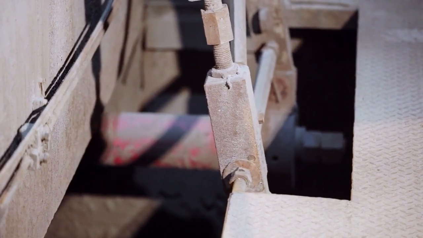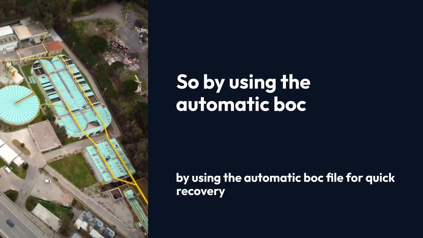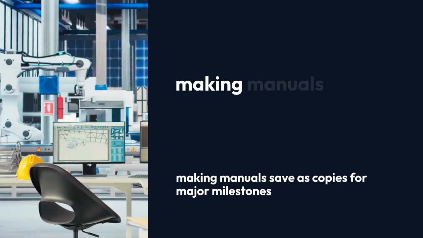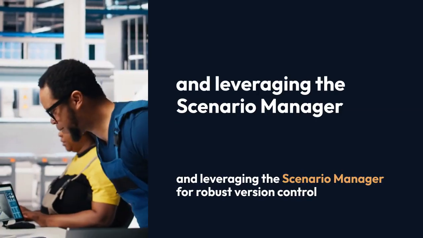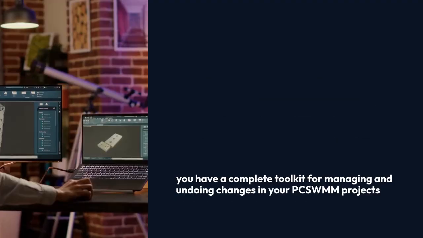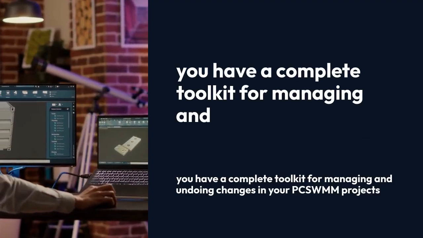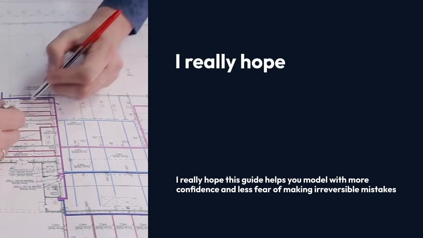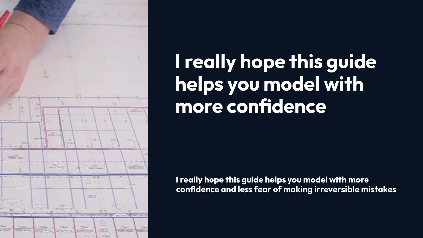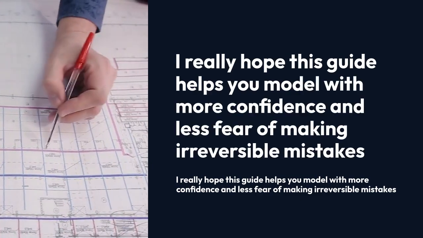So, by using the automatic .boc file for quick recovery, making manual save as copies for major milestones, and leveraging the Scenario Manager for robust version control, you have a complete toolkit for managing and undoing changes in your PCSWMM projects. I really hope this guide helps you model with more confidence and less fear of making irreversible mistakes.